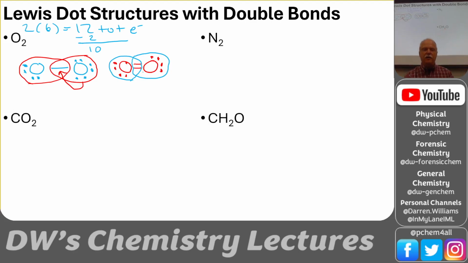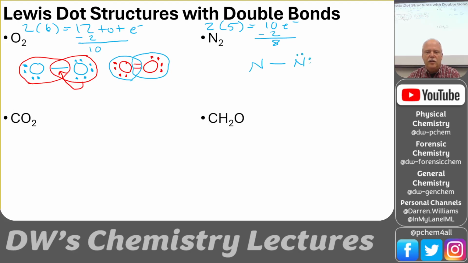Let's do nitrogen now. So we have 2 times 5. So we have 10 electrons. Start with a single bond. All right, so we have 8 left over. And so I can put 1, 2, 3, 4, 5, 6, 7, 8. Well, now this nitrogen is really deficient. He's only got 4 that he can claim. The other one has 8.